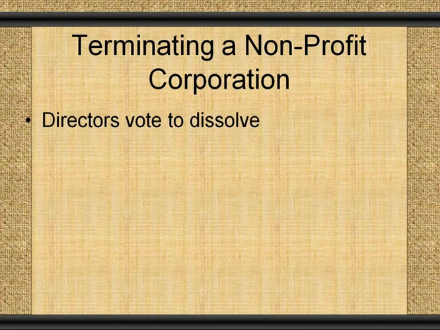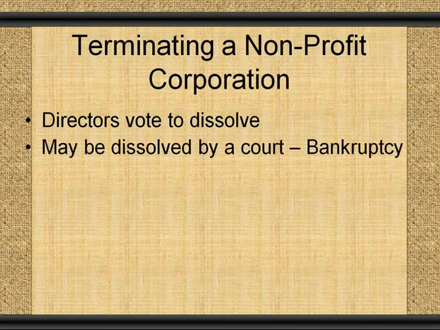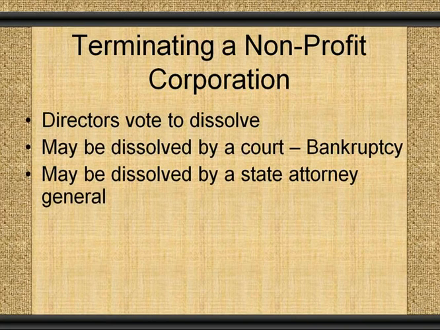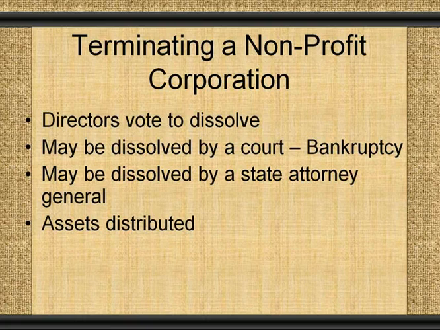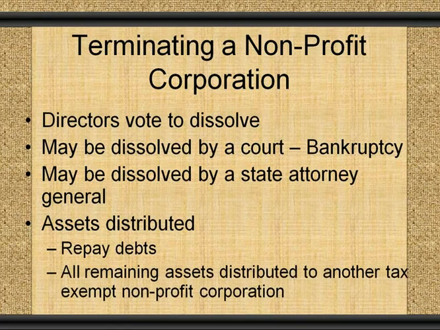Can you terminate a nonprofit corporation? Yeah, the directors vote to dissolve, it can be dissolved by a court in bankruptcy, it can be dissolved by a state attorney general if it's abusing its nonprofit status. So what happens when a nonprofit corporation ends? Well, its assets are distributed. First, any assets that it has go to repay debts. All remaining assets are distributed to another tax-exempt nonprofit corporation.